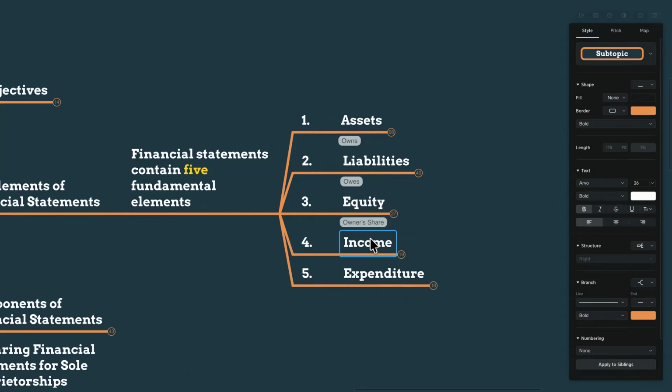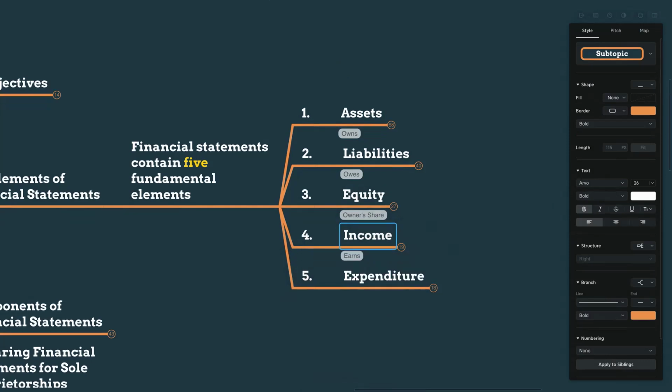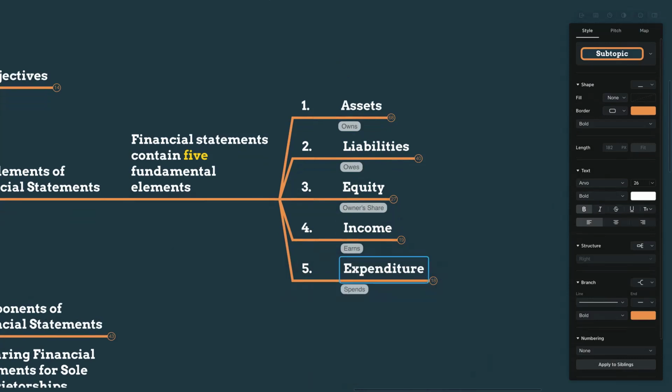And let's talk about income. It is what the business earns. Income is all about earnings. And expenditure, at a very high level, is what the business spends, right? So these are the five fundamental elements.